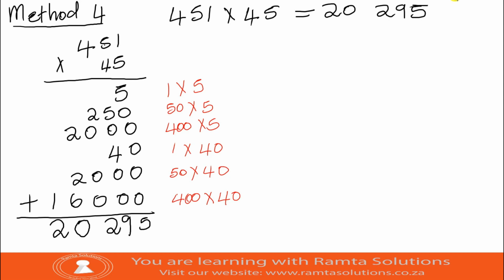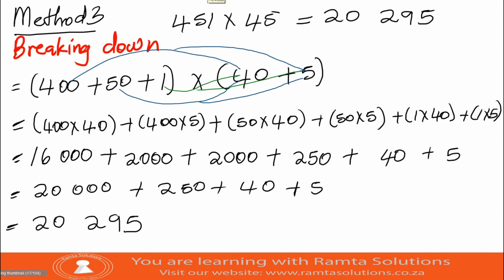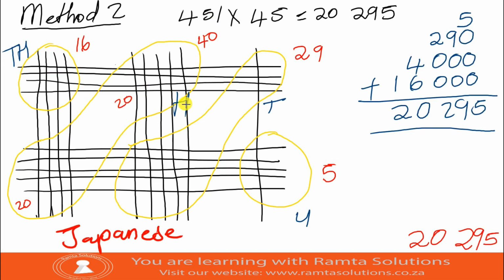Okay, now let me tell you my favorite. My favorite is this Japanese method. Why is it my favorite? It's because it does not require you to know your multiplication tables or to know the multiples. You simply count the number of intersections and you are good to go. It'll always give you your answer. The Japanese method is my favorite.